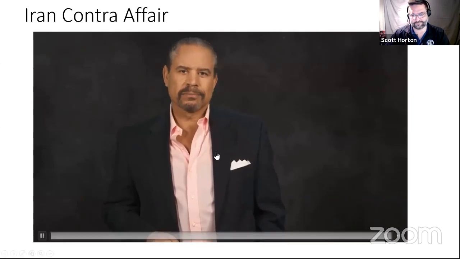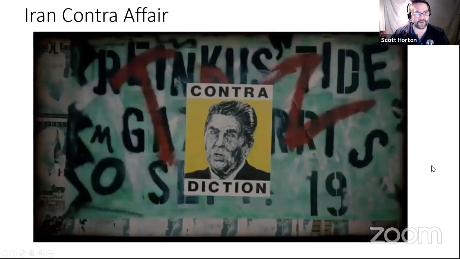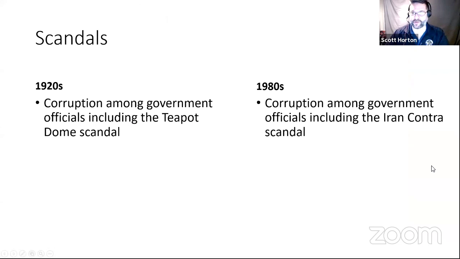Okay, so kind of a complicated story there, this Iran-Contra affair. But to keep it simple here, you can see the connection between the 1920s, where there are corrupt things going on within the government's administration, especially people close to the president, and in the 1980s, where people like the National Security Advisor are implicated in this scandal.